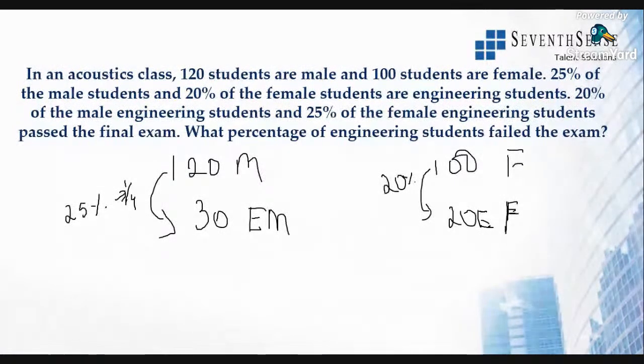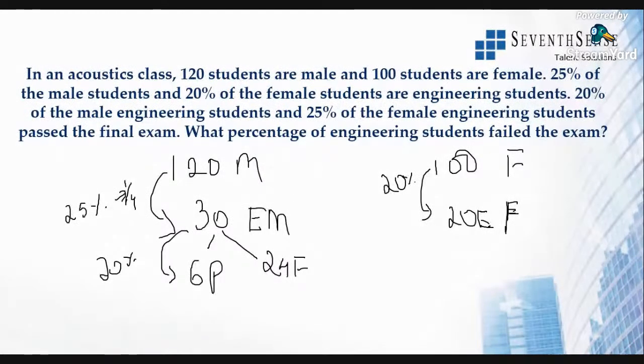Now what are they telling? In male engineering students, 20% of the male pass. So what is 20%? 10% is 3, 20% is 6. So 6 pass. All right. Remaining 24 fail.